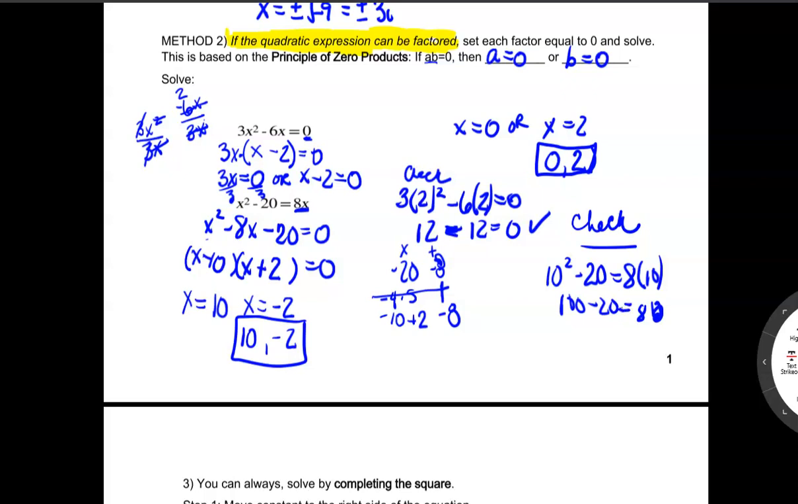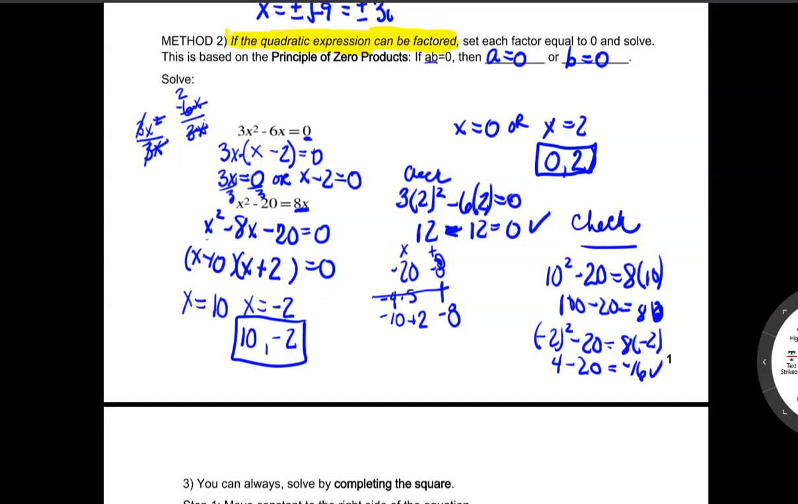Let's check the negative 2. In that case, we're going to have negative 2 squared minus 20 equals 8 times negative 2. Negative 2 squared is 4. Subtract 20, we get negative 16, and 8 times negative 2 is also negative 16. So our answers look good.